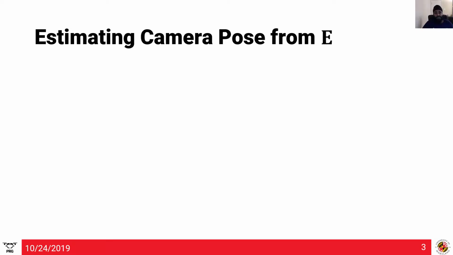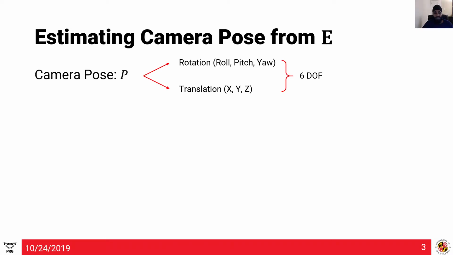So how do we estimate the pose from the essential matrix? What is a camera pose? First of all, camera pose has 6 degrees of freedom, which is 3 in rotation and 3 in translation, so roll, pitch, yaw, and XYZ. The way you estimate pose is, like always, you do SVD of K transpose F times K. And now you will have U sigma V transpose. This is the standard SVD. Here U and V are orthogonal 3x3 matrices, and sigma is a 3x3 diagonal matrix.